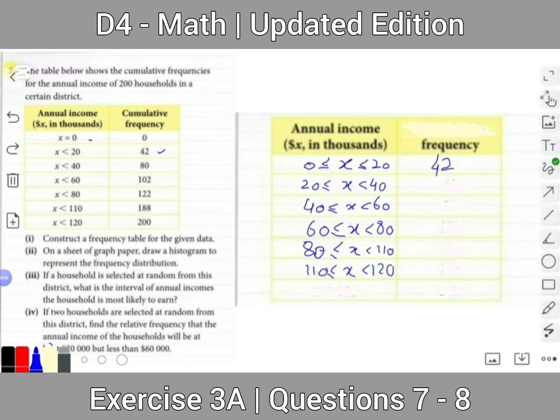Now to find the frequency for the class interval from 20 to 40, we have to subtract the cumulative frequency of the previous class interval, that is 0 to 20, from the cumulative frequency of the class interval 20 to 40. Here we have the cumulative frequency of 80. We do 80 minus 42 and it gives us the frequency of 38.